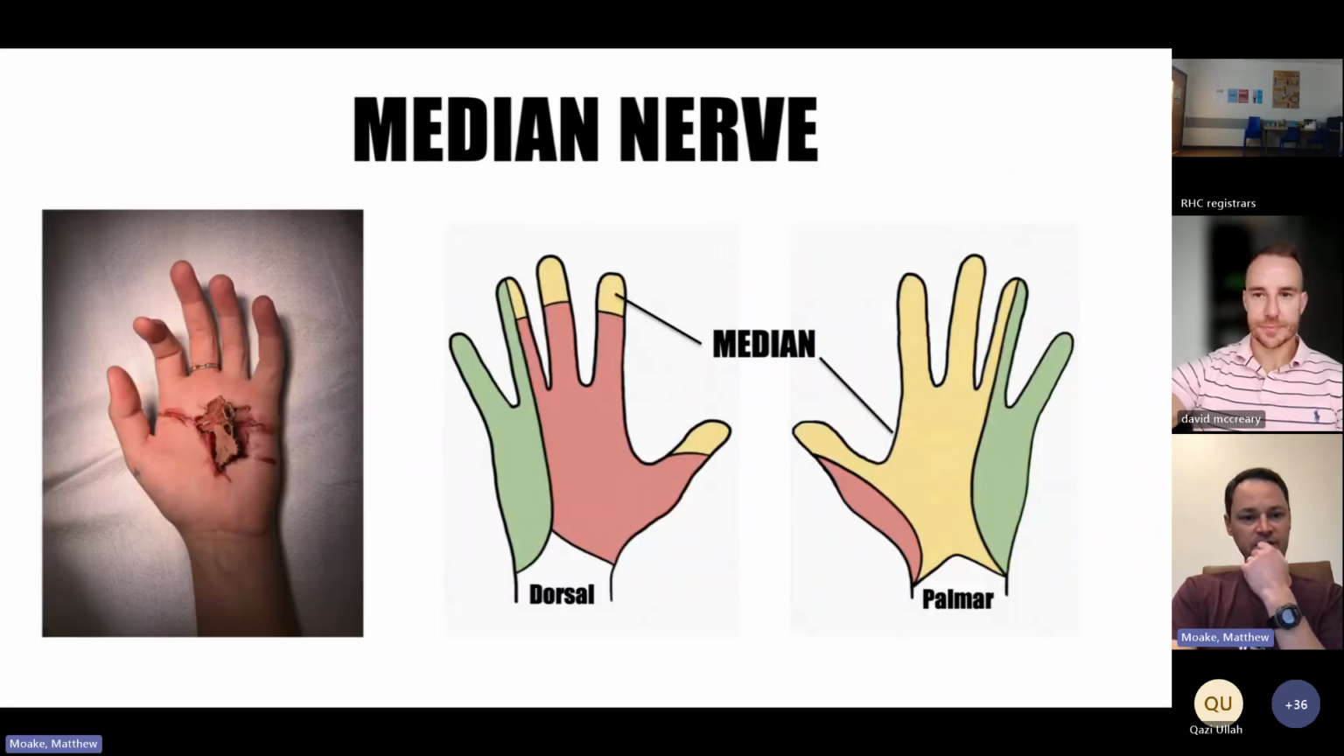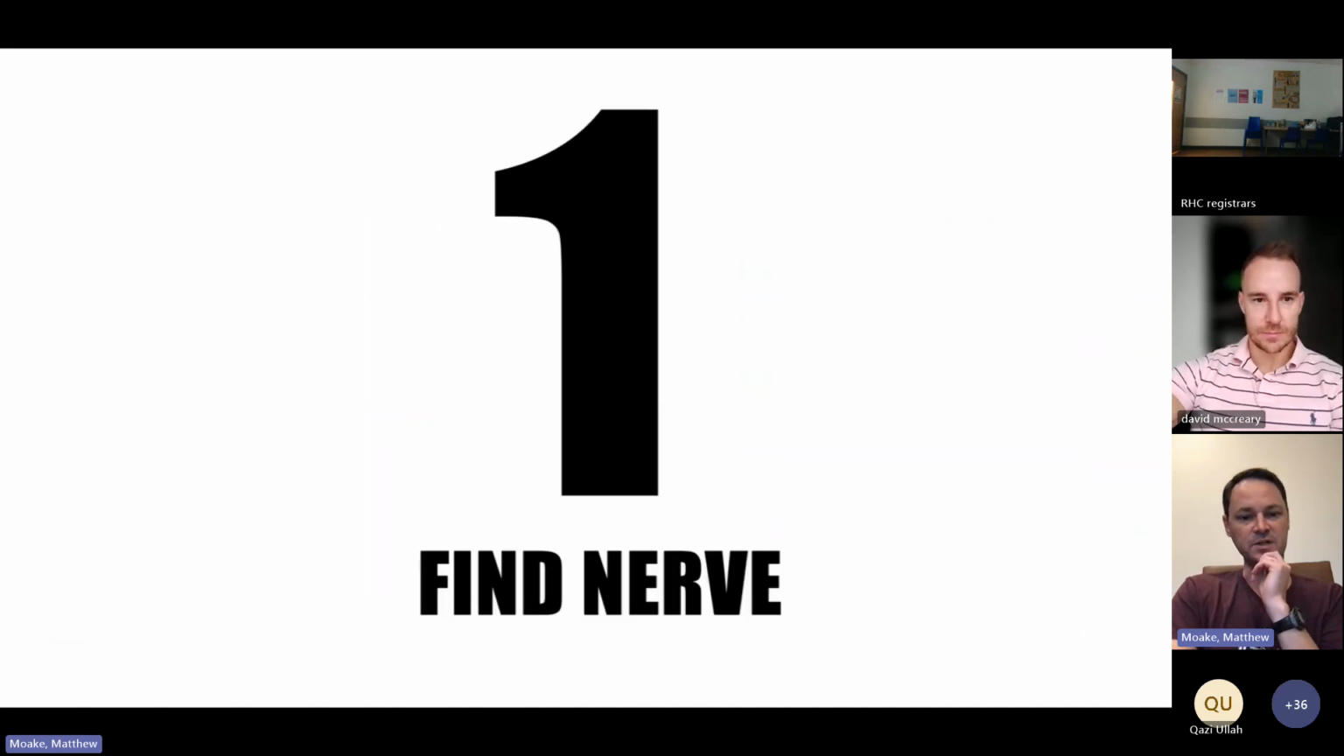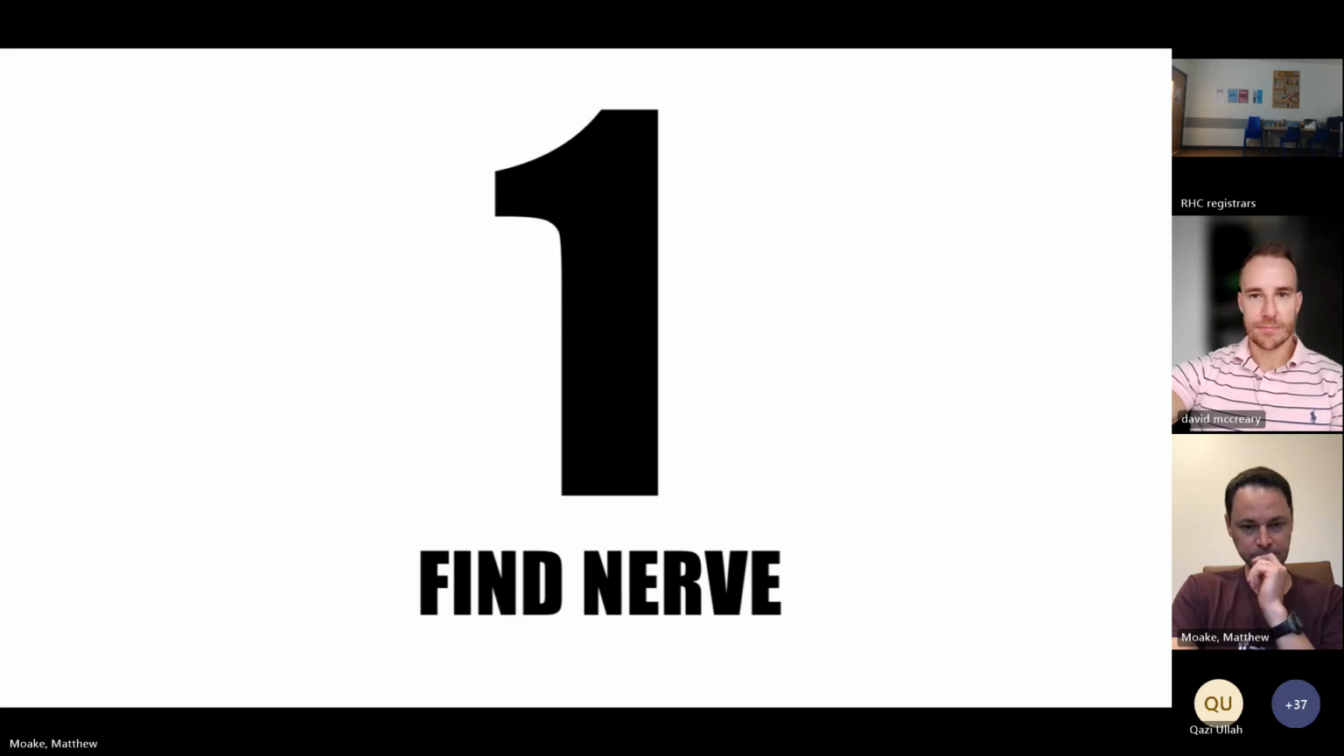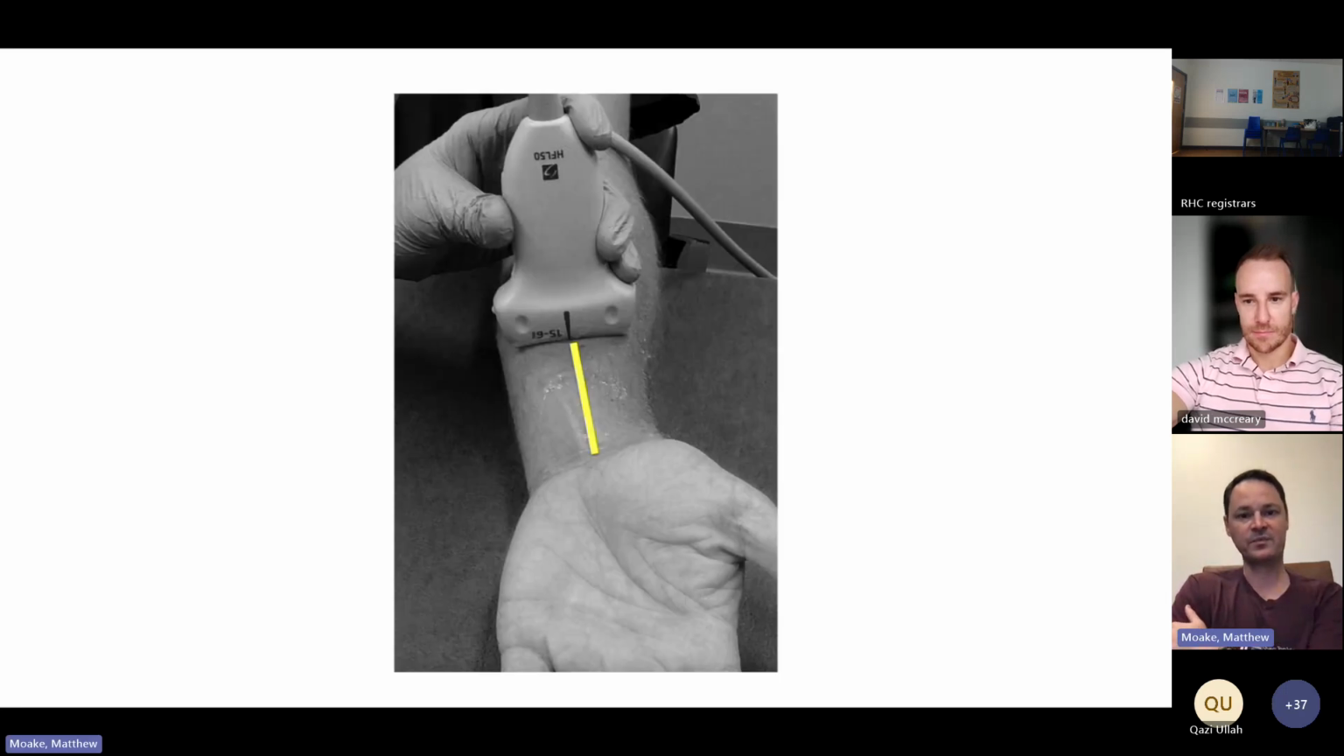So we'll focus to start on the median nerve. The median nerve innervates the palm of the hand for the most part. So, common injuries there: in this case, we've got a patient who was running up the stairs with their keys, fell, landed on the keys, and sort of impaled them within their hand. So first, we're going to find our nerve.